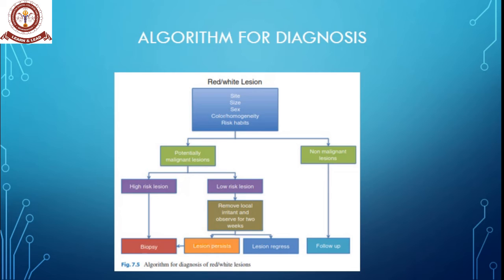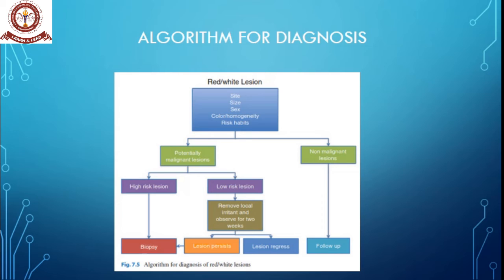If the site and size as well as the risk factor fall into the leukoplakic group, that is, you are not able to put the lesion into any known diagnosable white lesion which doesn't carry increased risk, then we will group it into potentially malignant lesion. In that again we have a low risk lesion and a high risk lesion. What is a low risk lesion? Lichen planus can be a low risk lesion. So for that you should remove the local irritant.